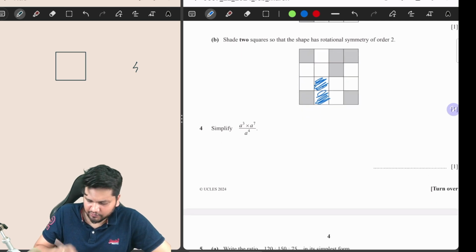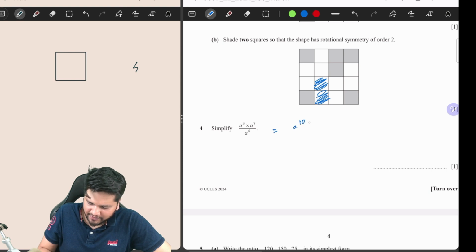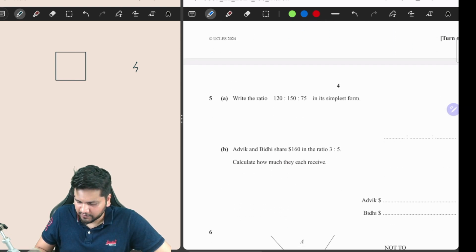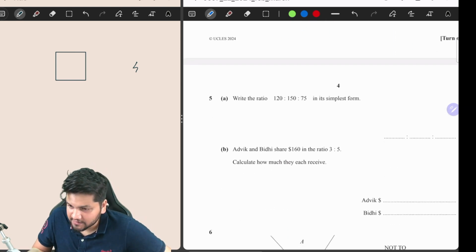Indices, fourth question: a to the power of 3 into e to the power of 7 upon e to the power of 4. Simple, it's going to be e to the power of 10 minus 4, which is nothing but e to the power of 6. Laws of indices. Write the ratio 120 is to 150 is to 75 in its simplest form.